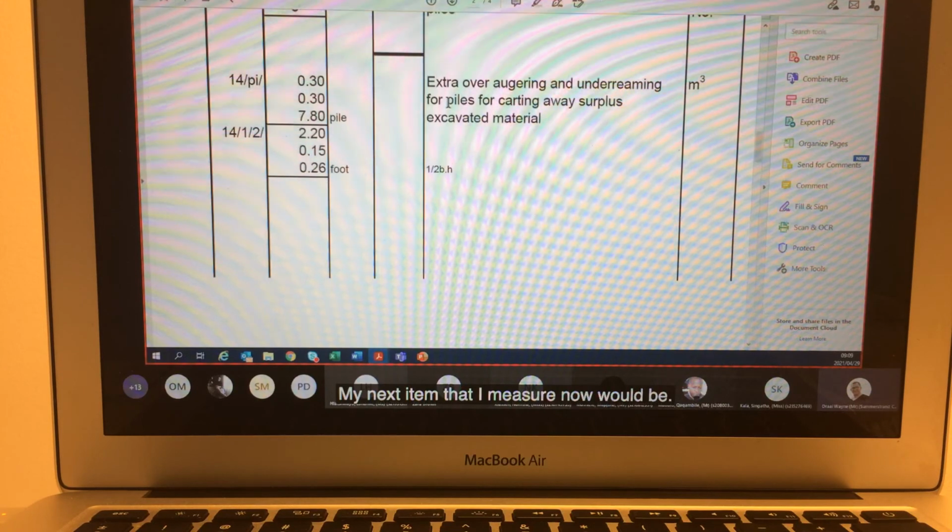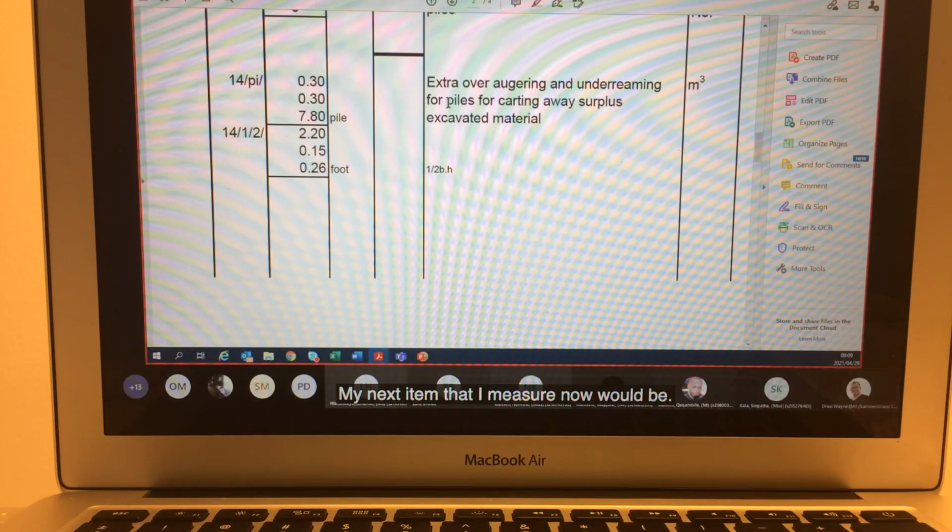my next item that I measured now would be extra over-augering and under-reaming for piles and carting away the surplus excavated material. We now need to determine what the volume of that material is that we need to cart away. We need to determine what the volume is, how much of that do we really have to now indicate in here. This is where I wish I had my pen, my device already where I could show this. Now we'll have to try and draw this with a mouse.